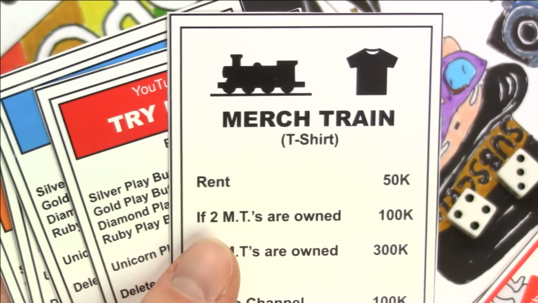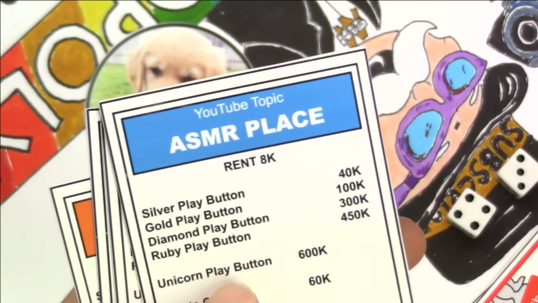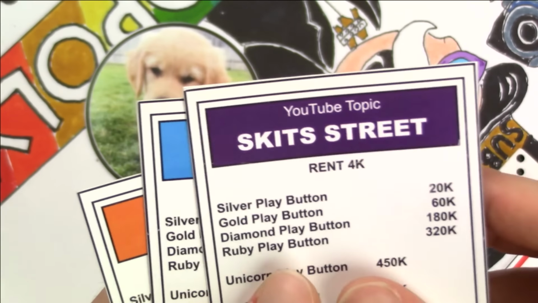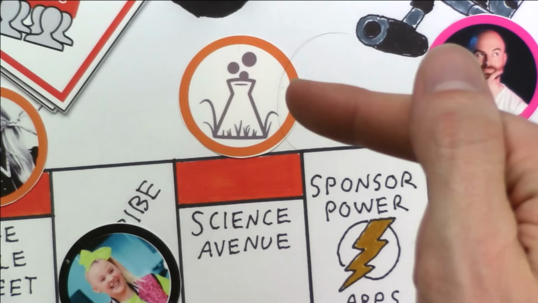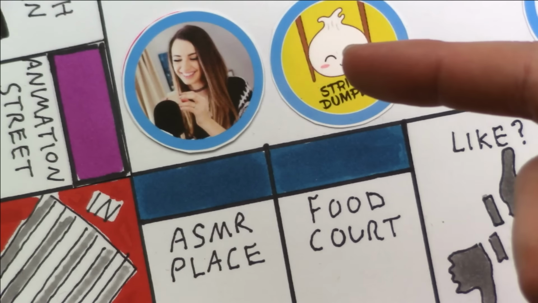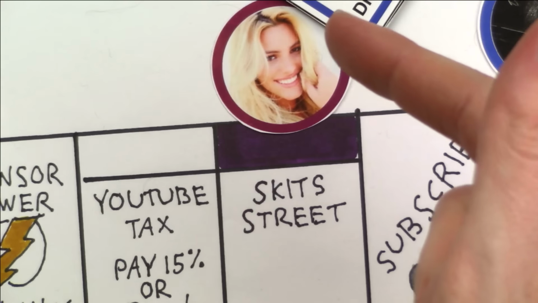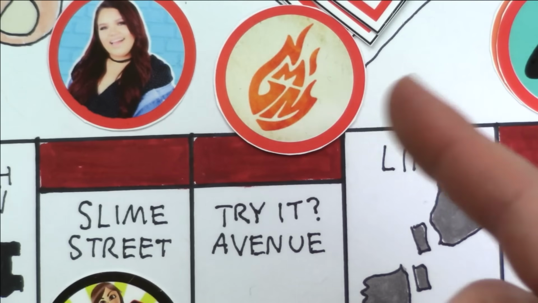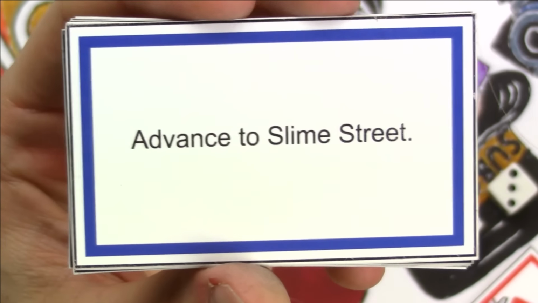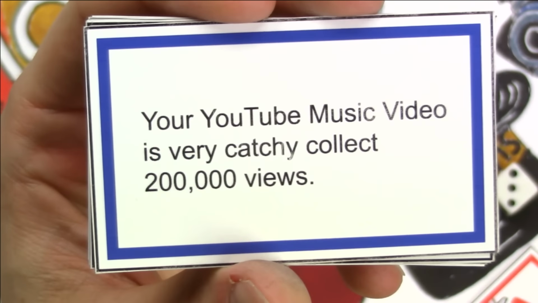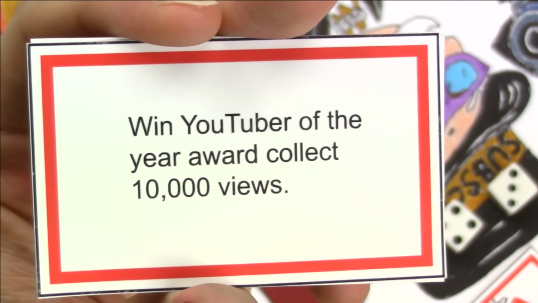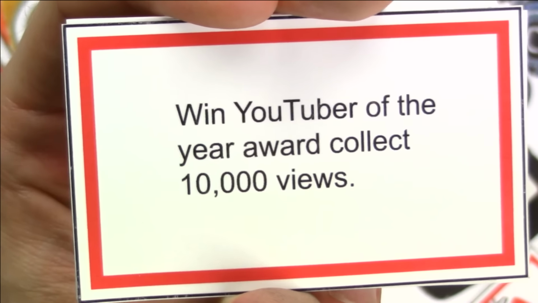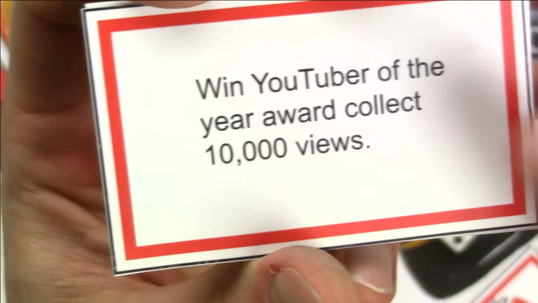She got Merch Train t-shirts, Triad Avenue, ASMR Place, Skit Street, Food Court, and Science Avenue. She picked The Backyard Scientist, GB ASMR, Strictly Dumpling, Lele Pons, Good Mythical Morning. And for the card she drew, she got Advanced to Slime Street, Your YouTube Music Video is Very Catchy, collect 200,000 views, Win YouTuber of the Year award, collect only 10,000 views.